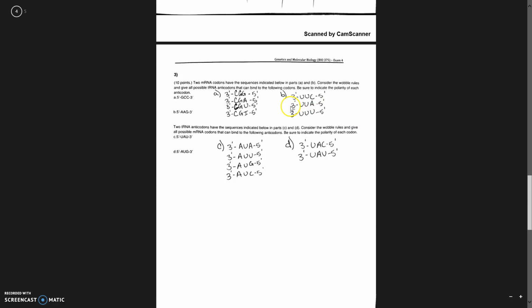For part 3, we have 2 mRNA codons that have sequences indicated below in parts A and B. Consider the wobble rules and give all possible tRNA anticodons that combine to the following codons, and be sure to indicate the polarity of each of the anticodons. So the anticodons are going to line up 3' to 5' every time here, and with the wobble, you have the first 2 placements that are their matching anticodons. So for G it would be C, and for C it would be G, and then this third spot has the wobble rule, right?